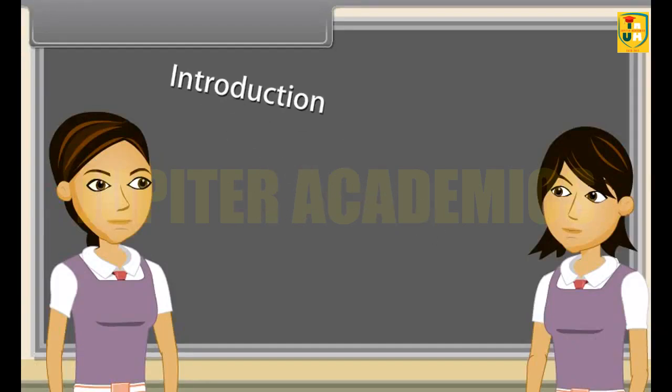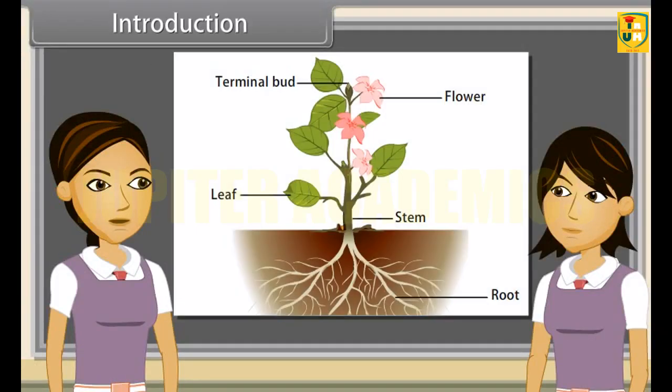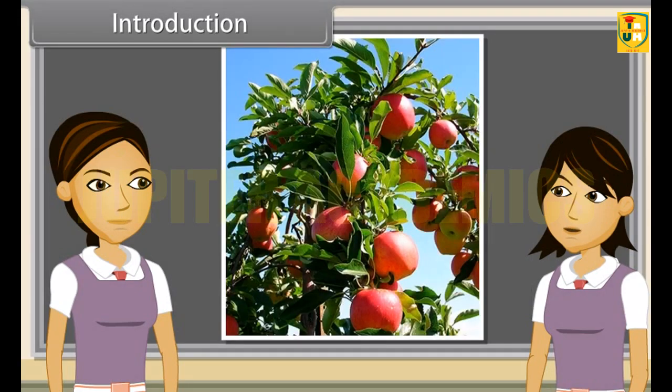Introduction. When we observe a plant, we see that every plant has roots, stem, and leaves. Plants also have flowers and fruits. We have already discussed characteristics, types, modifications and functions of roots and stems. Now we will study leaf.